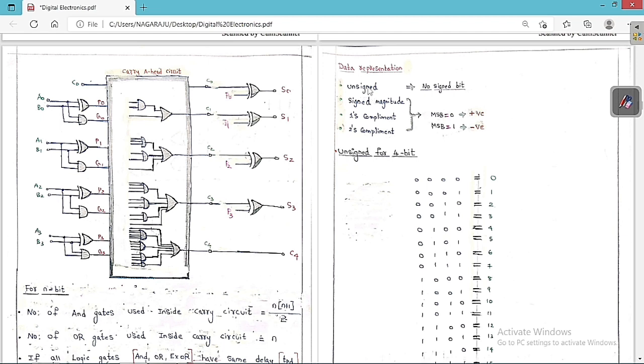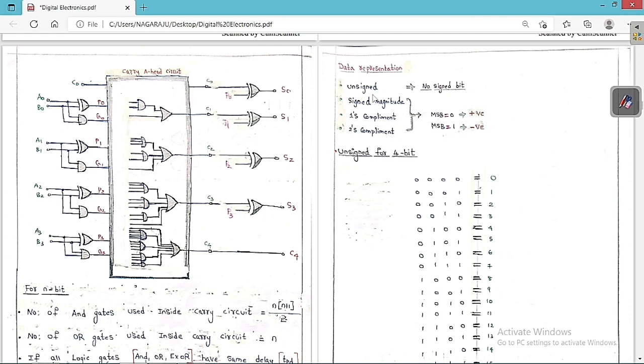Unsigned means there is no sign bit. The sign bit is not present. But for the remaining, we are going to use the sign. Therefore MSB equal to 0 means it is a positive number, and MSB equal to 1 means it is a negative number. Unsigned means there is no sign bit, and the remaining three are signed values, where the MSB sign bit is present. Whenever the MSB, the most significant bit, is 0 it is a positive number, and whenever the MSB is 1 it is a negative number.